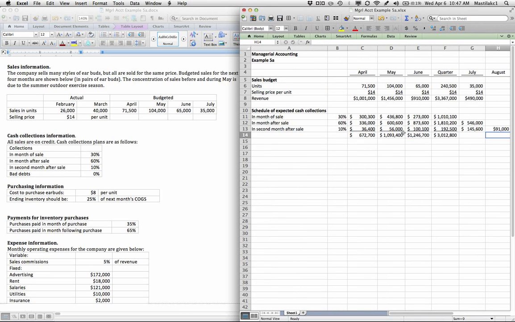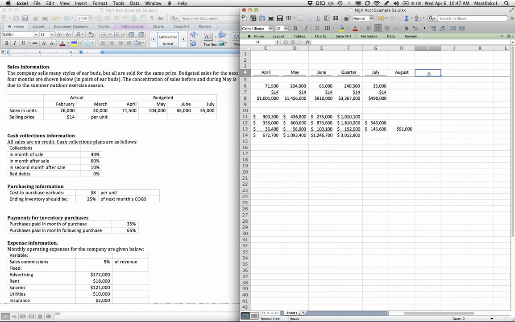And if we look at all of these amounts that will be collected after the end of the quarter, the 546, the 145.6, and the 91,000, those amounts are going to be our June 30 accounts receivable. So at the end of June, we have a total of $782,600 that we have sold that we've not yet collected. We will need that when we do our June 30th balance sheet.